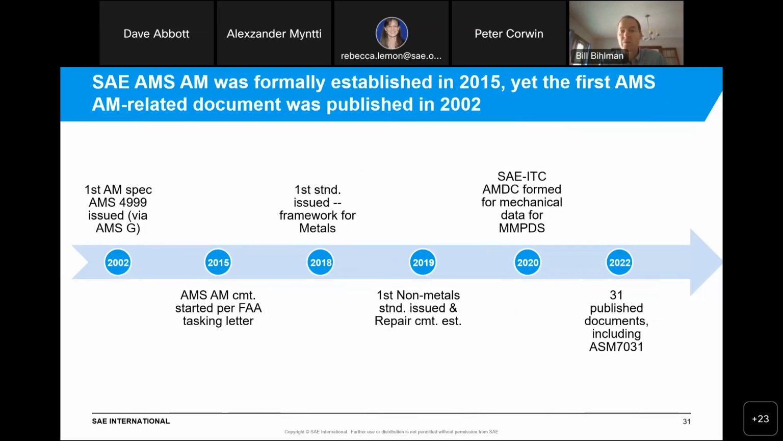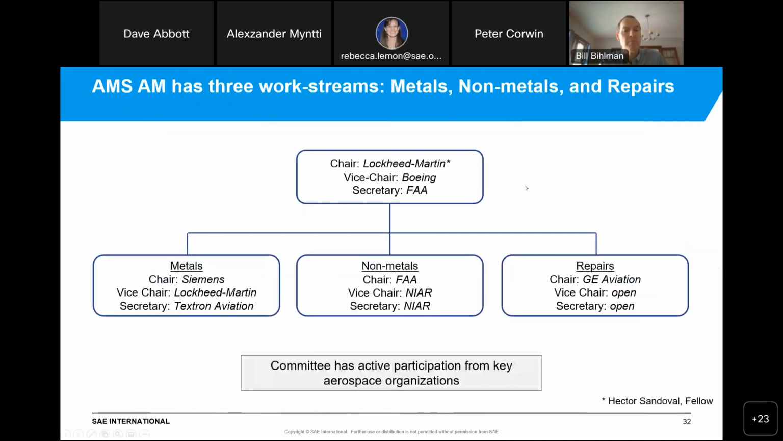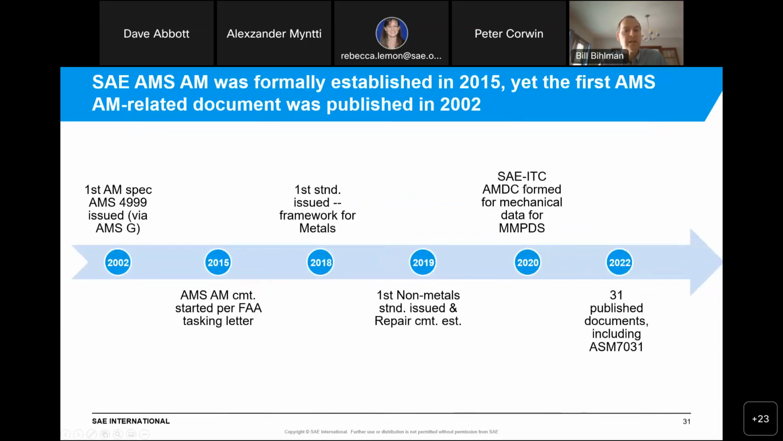We're fortunate to have Dave Abbott on the call. He was part of this founding effort, this founding team. And what they did basically was start to develop a series of documents. So in 2018, we issued the first framework for metals.